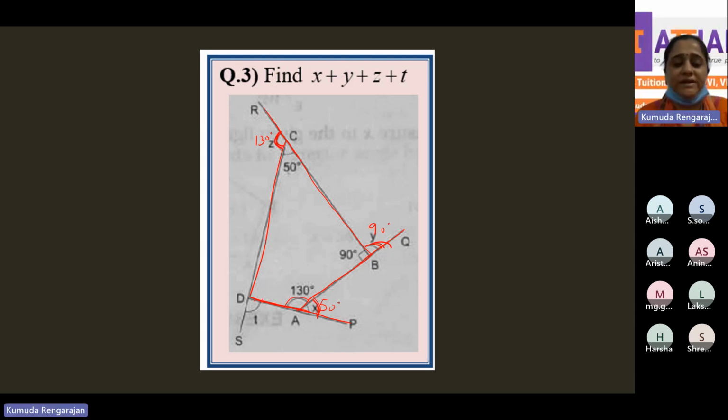Now we need to find t. Now t is an exterior angle. We should do it just like how we did in the last sum, ma'am. Correct. Yes, Shreya. So what's the property in a quadrilateral? The sum of all the exterior angles is also equal to 360 degrees. In any polygon, the sum of all the exterior angles is equal to 360 degrees.